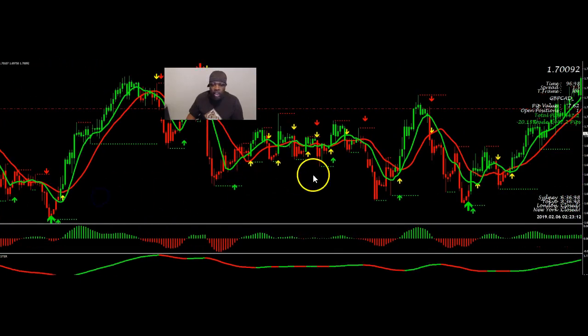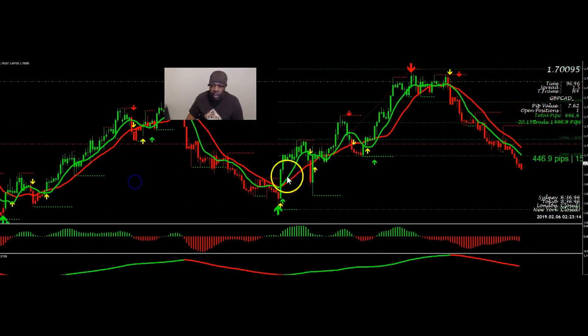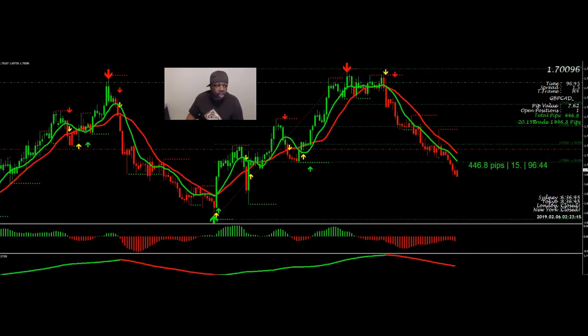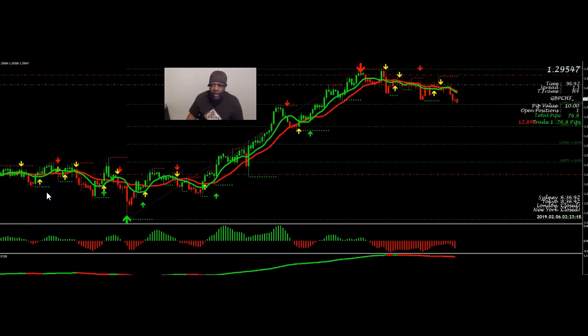See, and here's the deal. This is just one pair. You understand what I'm saying? This is just one pair. This is the GBP CAD. So the truth of the matter is, you can do this all day long with any pair you choose. Look at that. Boom. Boom. There you go. So, you know, no big deal.